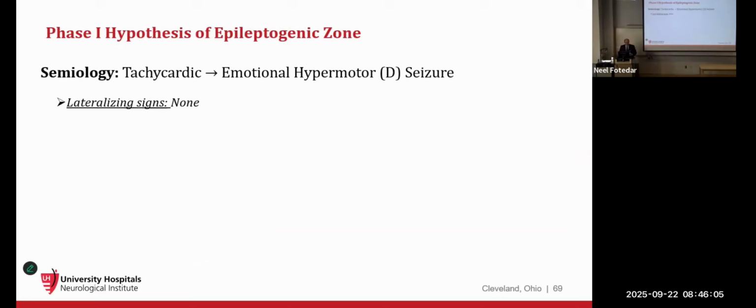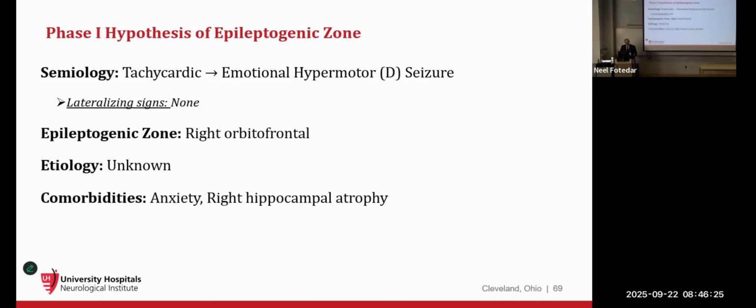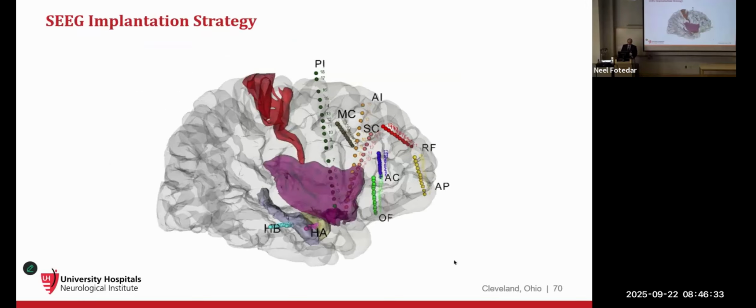So our hypothesis, when we looked at this case, we reclassified it as a tachycardic to emotional hypermotor seizure. We have no lateralizing signs. We thought this was right orbitofrontal epilepsy because the majority of the spikes are right frontal. The seizure is late, so it's not an onset, but what we have is what we have. We thought it was right orbitofrontal epilepsy, and we thought the right hippocampal atrophy is a related medical condition. Okay? But there's quite a bit of discordance, so we did a phase 2.